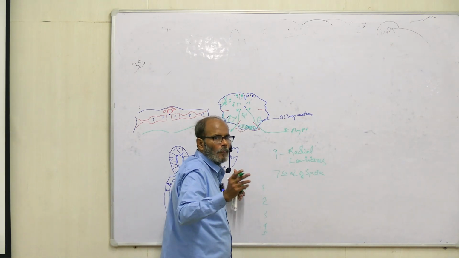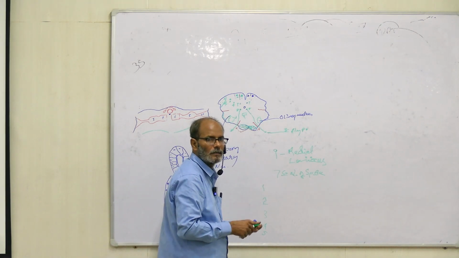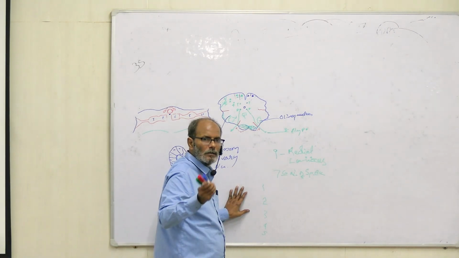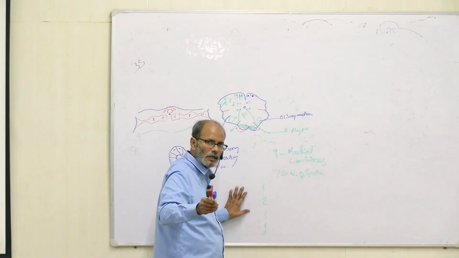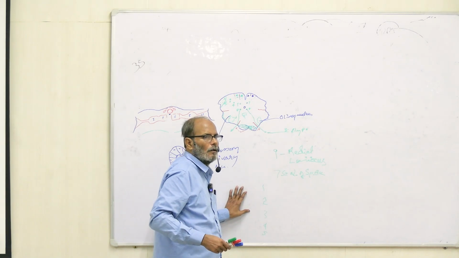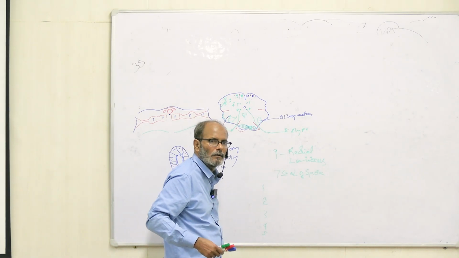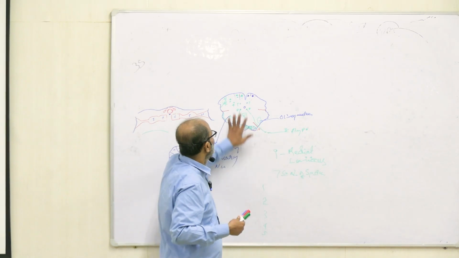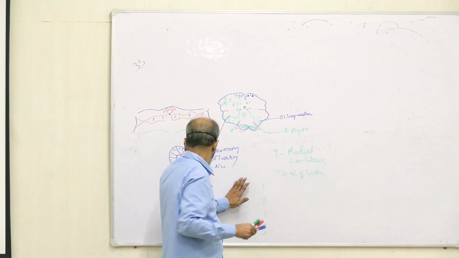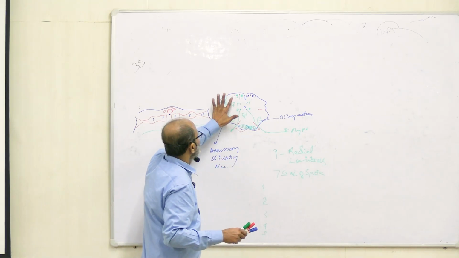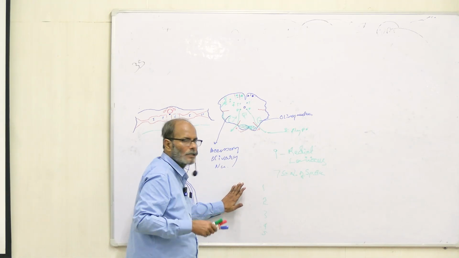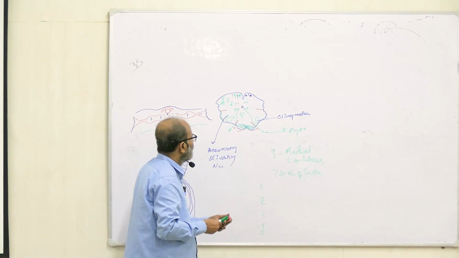One is the nucleus gracilis. Two is the nucleus cuneatus. The dorsal spinocerebellar tract ends in the nucleus gracilis and nucleus cuneatus. This one is nucleus gracilis and nucleus cuneatus. After it terminates or makes synaptic connection, from there some fibers come out.